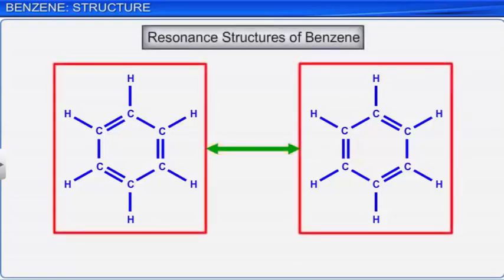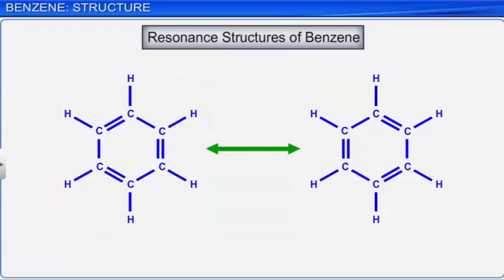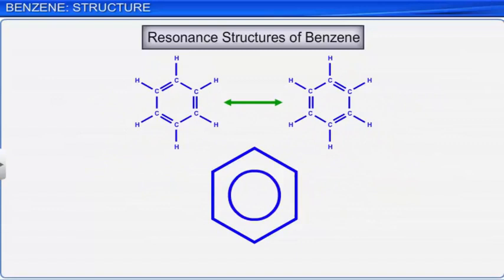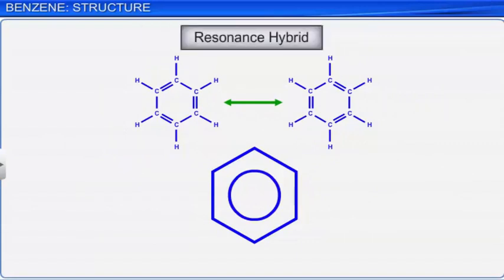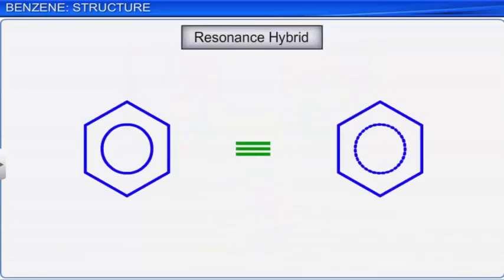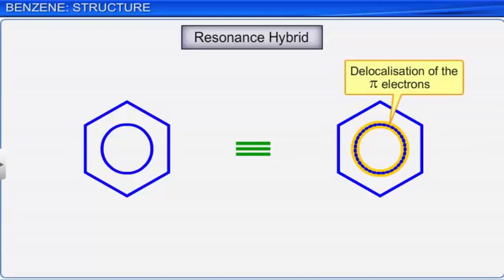These are the resonance structures or canonical structures of benzene. The actual structure of benzene is a hybrid of these two resonance structures. It is called a resonance hybrid. This resonance hybrid is more stable than any of the contributing resonating structures. The resonance hybrid is represented by inserting a circle or a dotted circle in the middle of the hexagonal ring of benzene. The dotted circle in benzene represents the delocalization of the pi electrons between the carbon atoms.